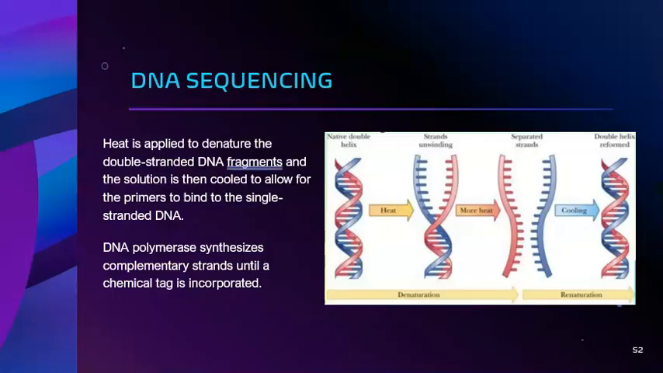In DNA sequencing, heat is applied to denature the double strand because we've got to open that strand up. And the solution is then cooled to allow for the primers to bind to the single-stranded DNA. After that, DNA polymerase synthesizes complementary strands until a chemical tag is incorporated, and that will be the stop point for that copy.